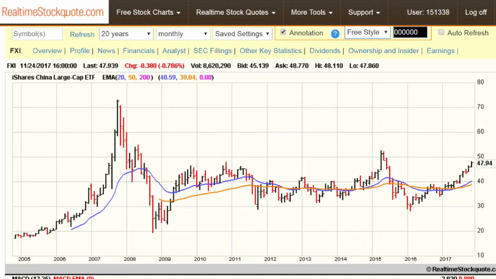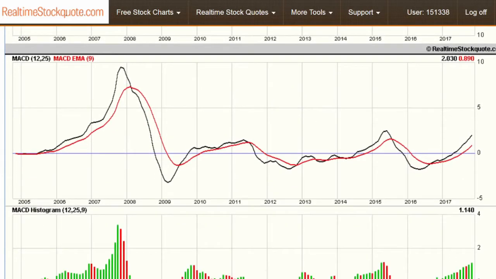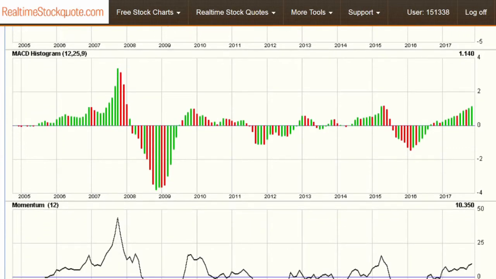What we're looking at here is the 20-year monthly chart on FXI, which is the iShares China Large Cap ETF, using realtimestockquote.com. And we can see here that the stock bottomed in early 2016 and had a fairly decent rise into the current time frame. Looking at the MACD, we also show a bottoming here in early mid-2016 and then the subsequent rise. And looking at the current time frame, it looks like we may have some acceleration. We see the acceleration here in the MACD histogram with the continued rise.